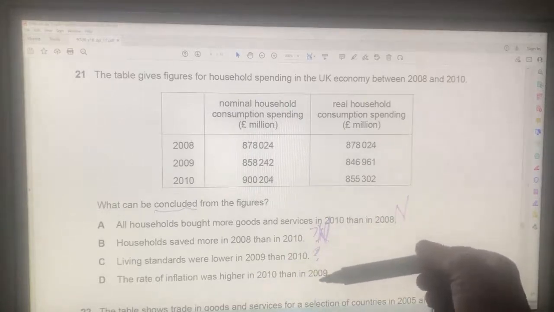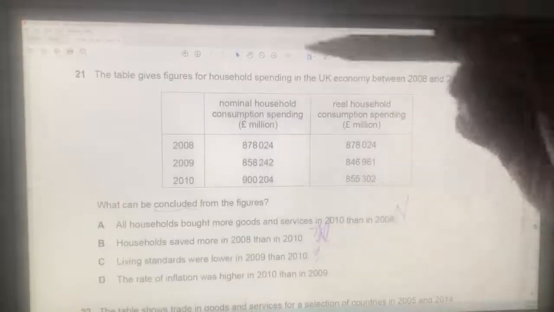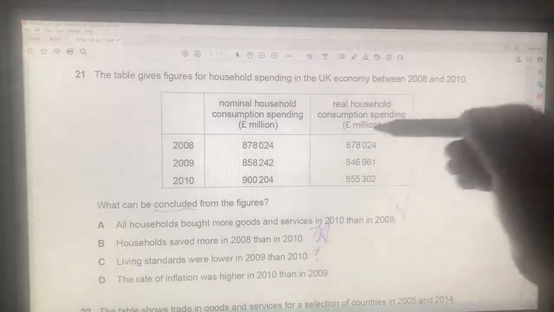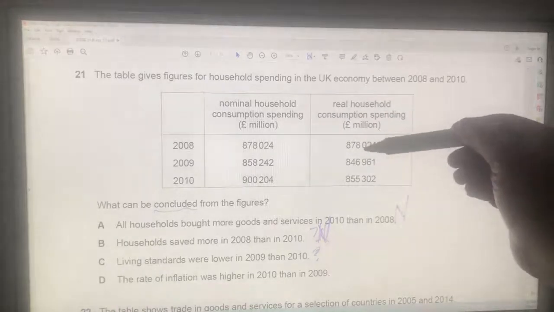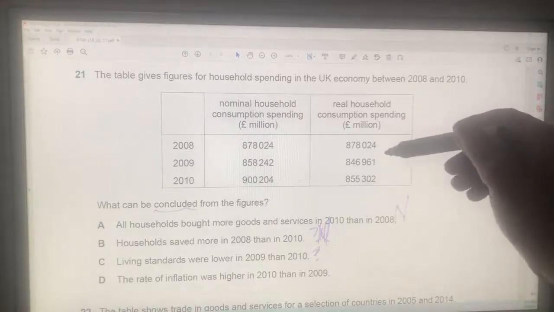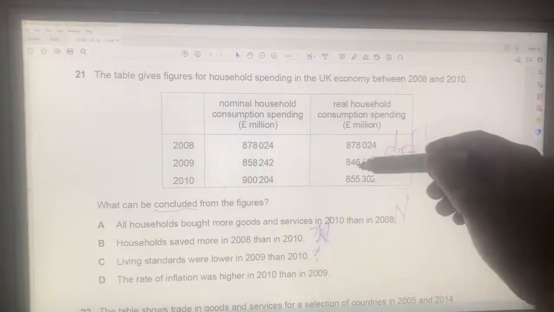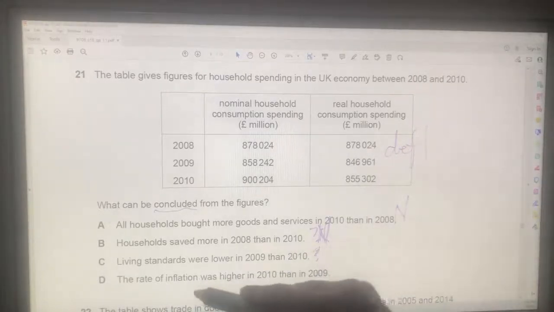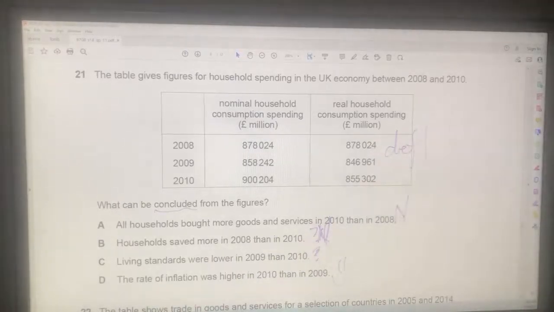D says the rate of inflation was higher in 2010 than 2009. And nominal, oh, and we have real household consumption, so I would say that there was probably deflation here and inflation here, so I think inflation was higher in 2010 than 2009. So answer D for question 21.